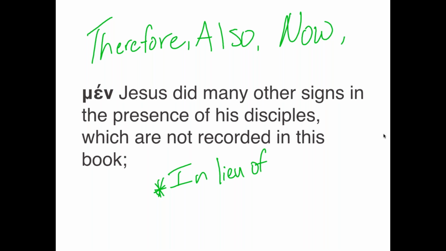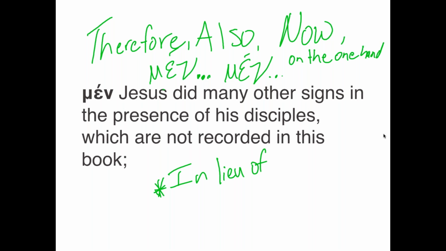Anybody else have any guesses for this one? Okay. So I'll tell you the most common way this word is used: you'll have something like this, and then you'll have it again. So it'll start off a phrase with men, and then there'll be another phrase with men. And in this construction, it means on the one hand, and then the second one is, but on the other hand.